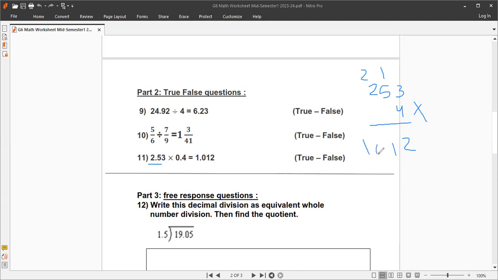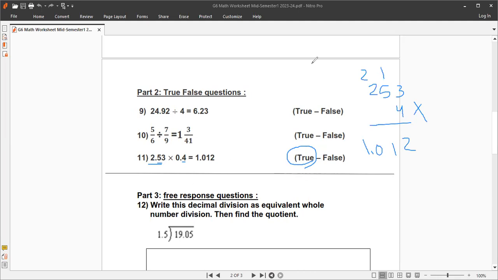4 multiplied by 2, 8 plus 2, 10. Now I need to bring the point. Where should I put the point? Here we have 1 decimal place. Here we have 2 decimal places. So I need to count 3 digits from the right. 1, 2, 3, then I put the dot here. It's the same answer, 1.012. So it's true. You see how I multiply decimals?